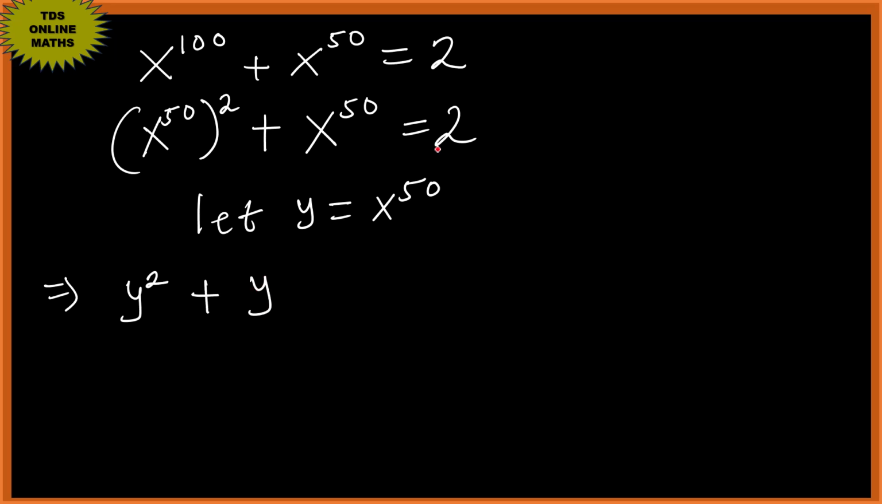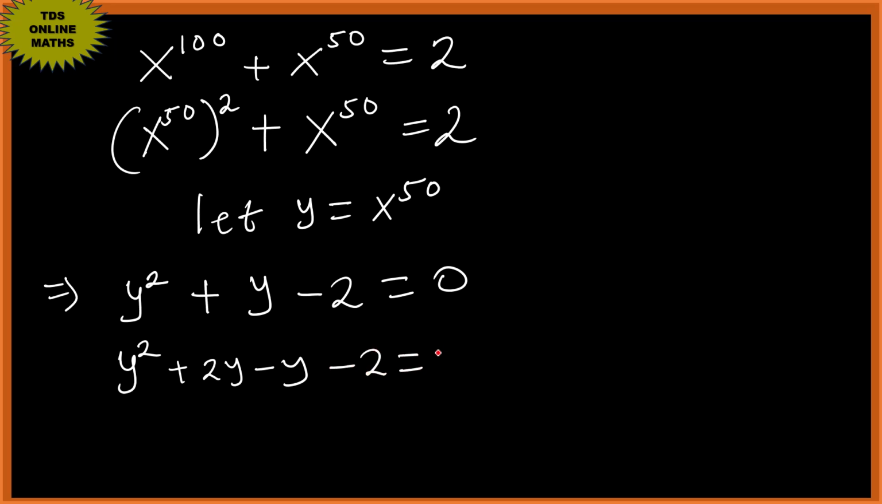plus y. So let's send the 2 in, minus 2 goes to 0. So this one is a quadratic. Let's see how we can solve this. So we have minus 2 here. So we have y squared plus 2y minus y. Okay, minus 2 equal to 0.